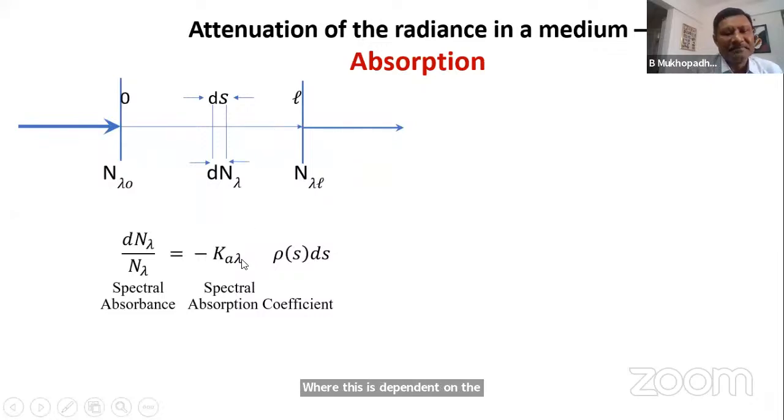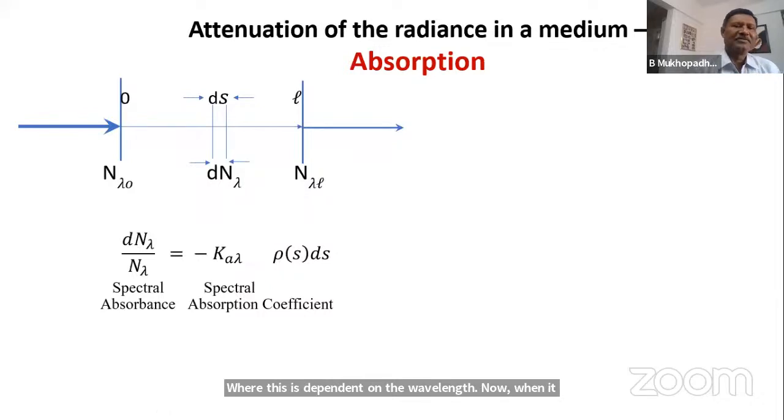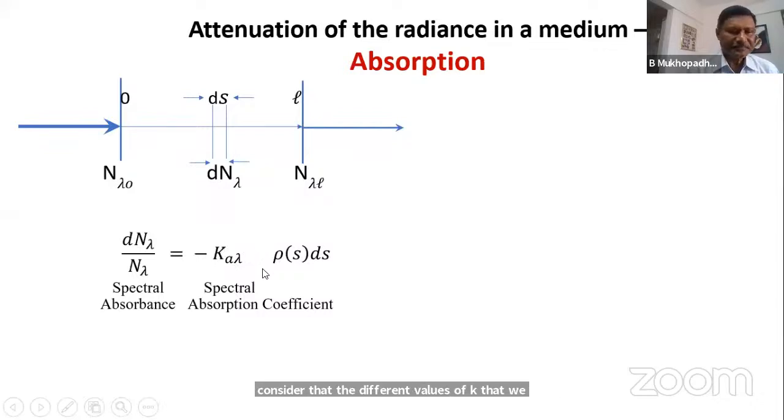Now, when it is dependent on the wavelength, we need to write separate equations for all wavelengths. And so when we are integrating over all wavelengths, we need to consider the different values of K that we encounter for different wavelengths. So the terms here are spectral absorbance on the left-hand side, and this coefficient is called the spectral absorption coefficient. And so this is very, very easy to understand. It's almost a common sense equation.